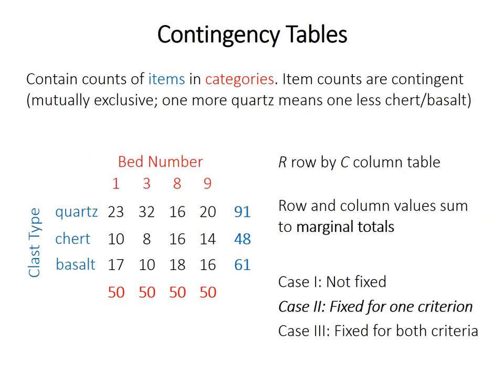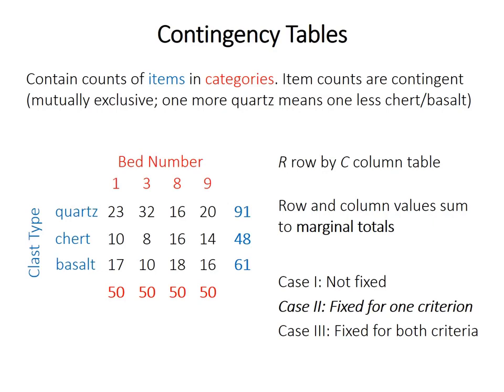So the data will come in the form of something called a contingency table, which contains counts of items, the rows, in different categories or samples, the columns. So the item counts are contingent, which means that they're mutually exclusive. In the example here, one additional quartz in a particular bed means one less chert or basalt, because there's only 50 in total. We often talk about R by C, so R row by C column contingency tables. And this example here is a 3x4 contingency table.